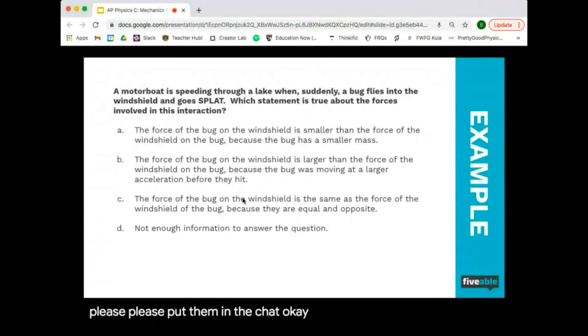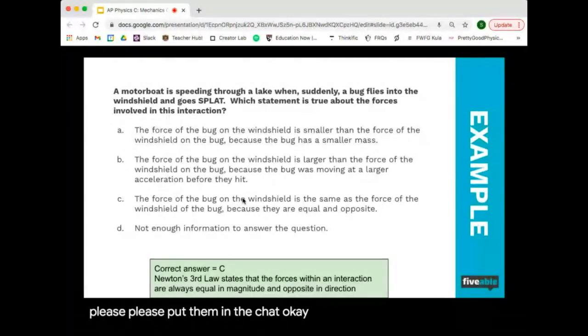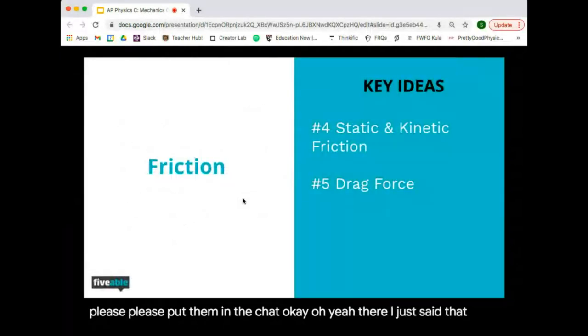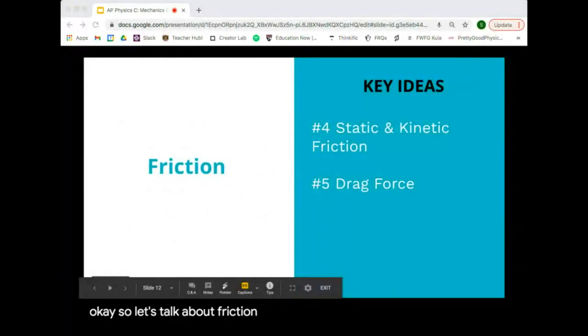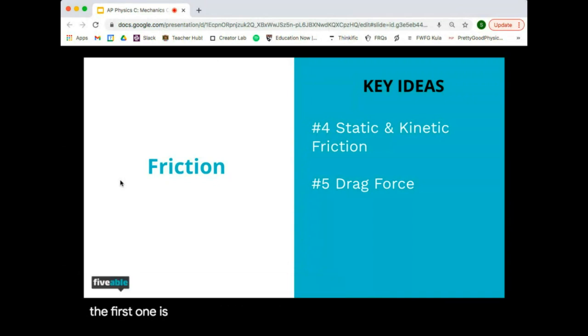Cool. Okay, so let's talk about friction. Two things to talk about. The first is specifically static and kinetic friction, what they are and how they work. Then we're going to briefly touch on drag force, and I'll tell you why when we get there.